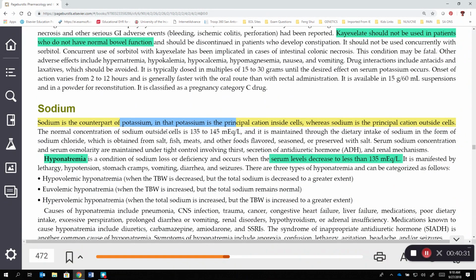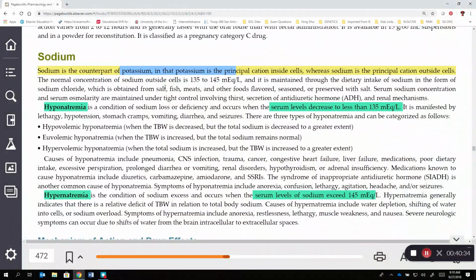All right, let's see. Now we're going to talk about sodium, and it's the counterpart of potassium. I already talked about them being the principal cations inside and outside the cells. The normal concentration of sodium outside the cells is 135 to 145 milliequivalents. So that's a lot higher than the potassium. But if you think about how much would then be in the cells, they're almost equal. Not quite, but almost, in the way that they are opposite.